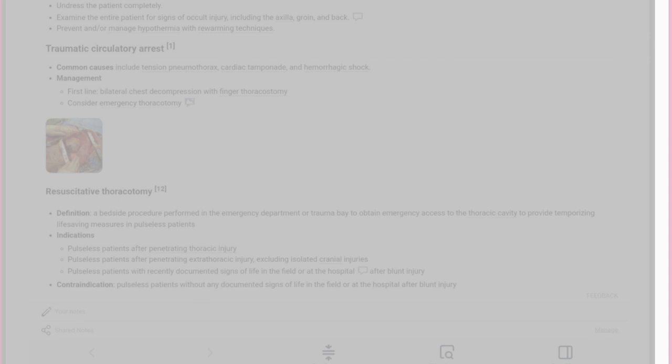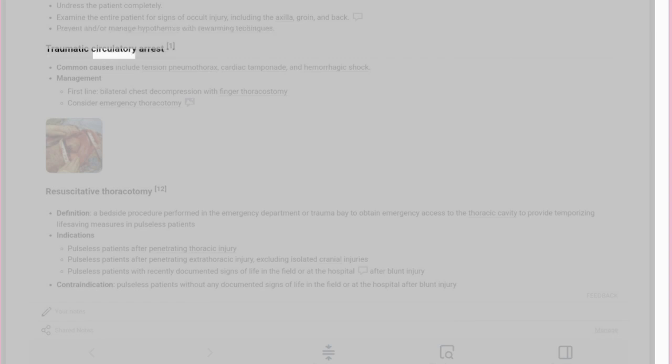Exposure and environmental control. Undress the patient completely. Examine the entire patient for signs of occult injury, including the axilla, groin, and back. Prevent and/or manage hypothermia with rewarming techniques.